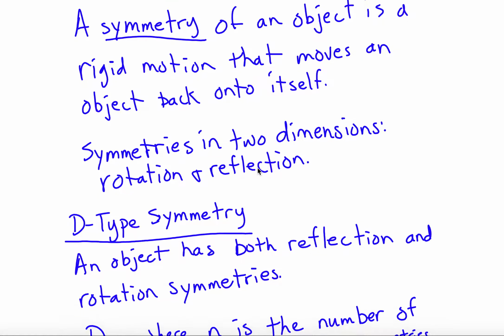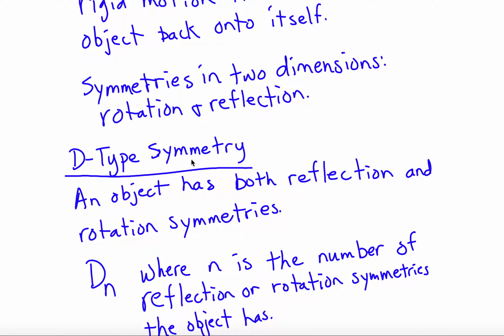There are two types of symmetries. We have a D-type symmetry, and that is where an object has both reflection and rotation symmetries. The reason it's called a D-type is because a D actually has rotation. If you rotated the D around 180 degrees, 360 degrees, it would look exactly like itself. If you reflected it horizontally through this line right here, it would actually have a reflection symmetry. So that's why we use the D for the D-type symmetry.